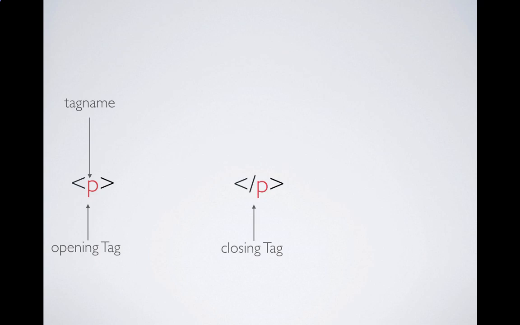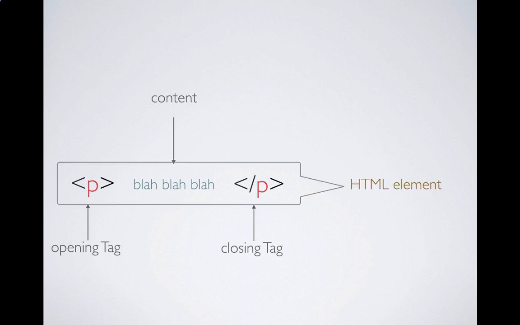Now this tag has an extra slash. This only goes in a closing tag. And in the middle, you put your content. Whatever goes in the paragraph, you put right in the middle. And that makes it a paragraph. The whole thing is called an HTML element. Got it? Opening tag, closing tag, and content in the middle.